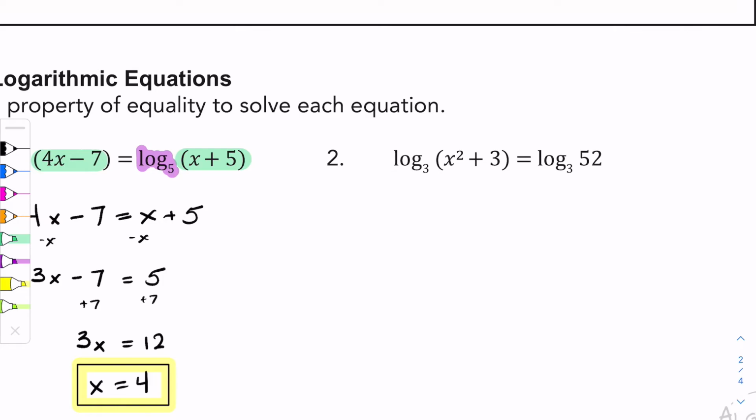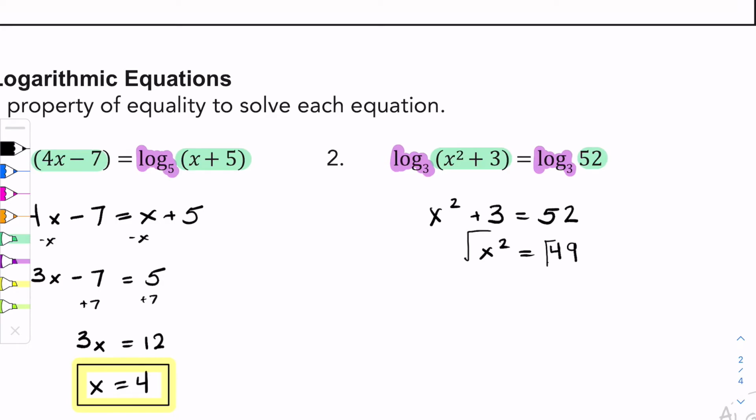Number 2, log base 3 of x squared plus 3 is equal to log base 3 of 52. Because we have the same log and base on each side, we can set our equation up as x squared plus 3 is equal to 52. x squared is equal to 49. Take the square root of both sides. x is equal to positive or negative 7.